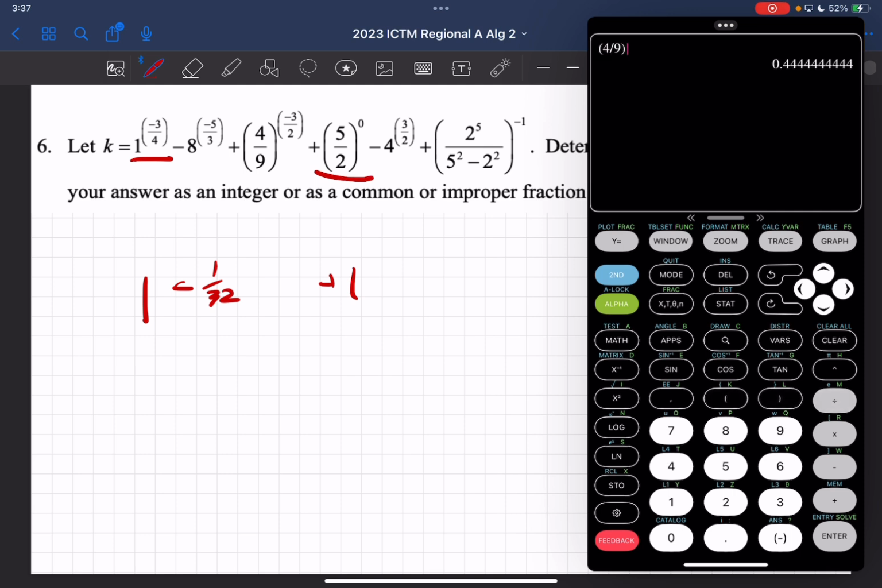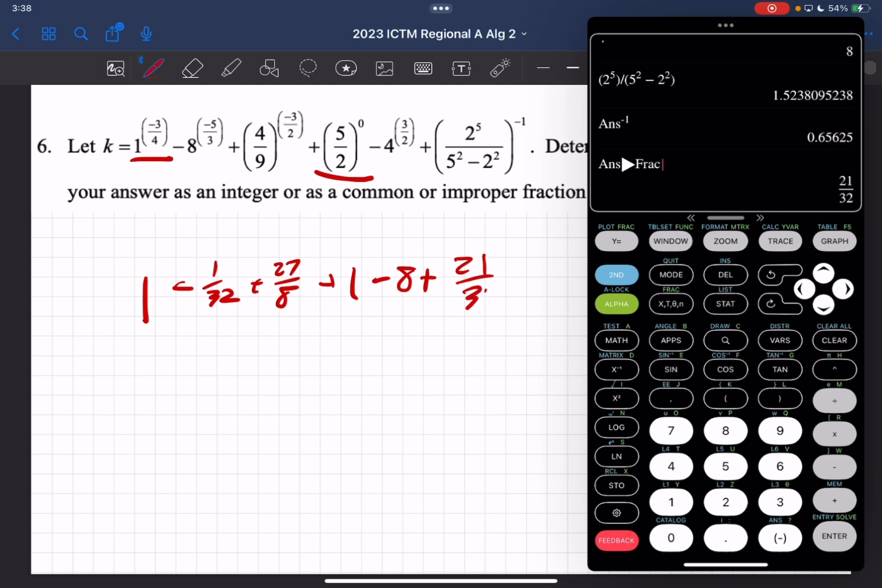Next, we have 4 over 9 raised to the negative 3 halves. Oops, get rid of that. Delete that. All right, make it a fraction. So that's 27 over 8. Now we'll do this. So 4 raised to the 3/2 is 8. All right. And then 2 to the 5th divided by 5 squared minus 2 squared. And then we'll flip that, and then we'll make that a fraction. So that's 21 over 32.